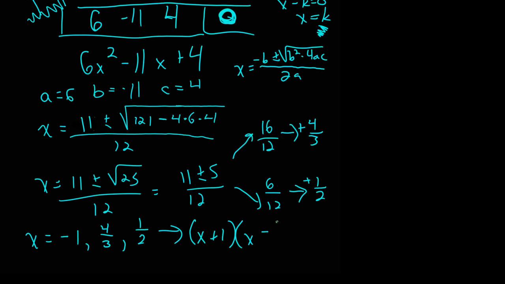That's the same as writing the factors x plus 1, x minus 4/3, and x minus 1/2. And if you were to multiply all these together, you could get the polynomial.